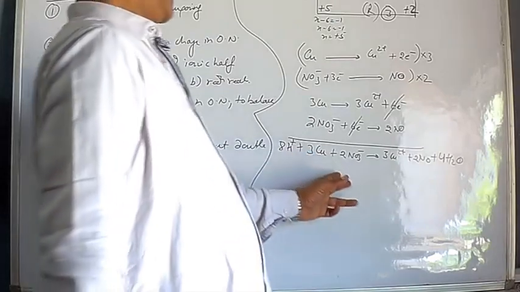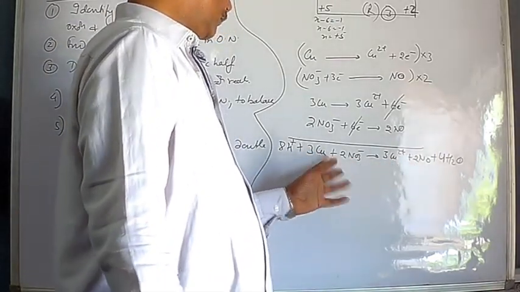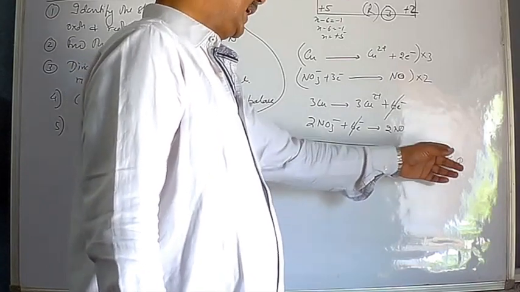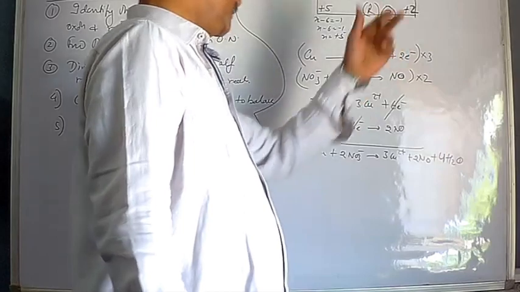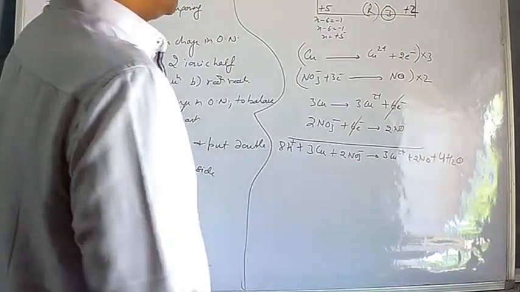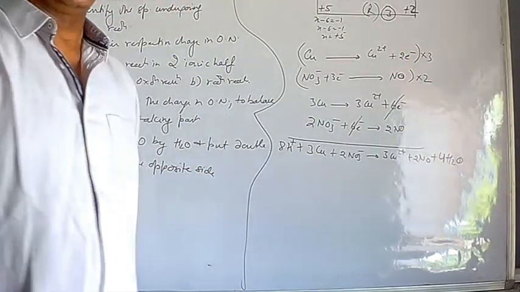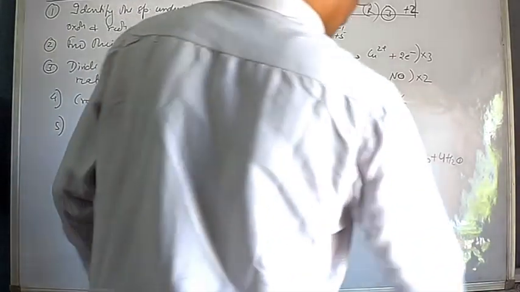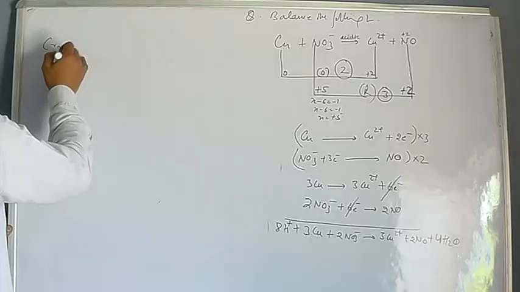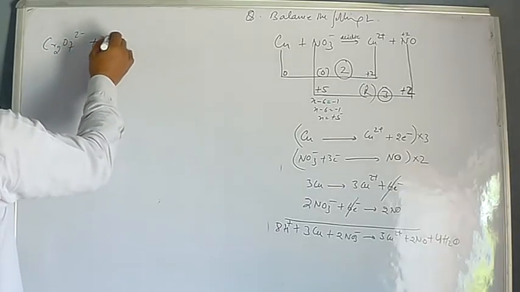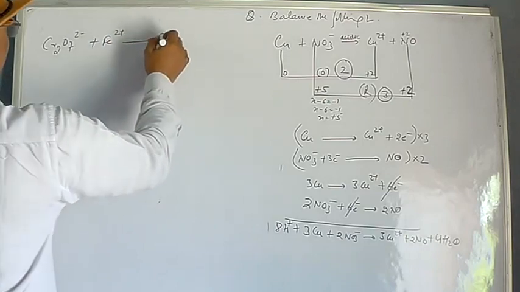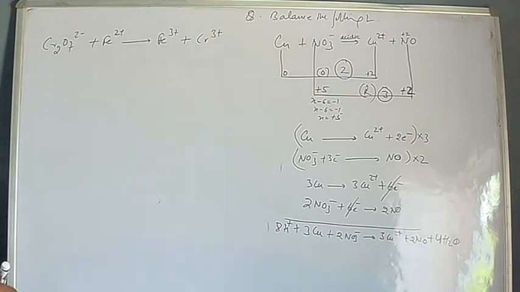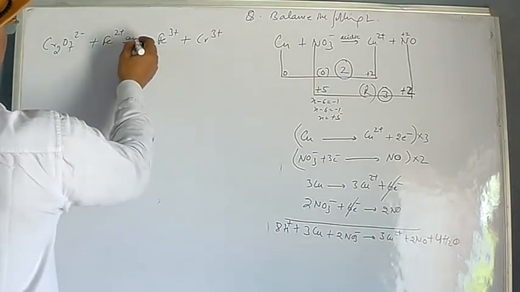So 6 oxygen were there, and there were only 2. So to balance O, I put here 4H2O. So 6 oxygen balance. And what is the value here? 4. 4 double is 8. So I'll put here 8 H+. And now my entire reaction is balanced. So this is the way acidic medium reactions are solved. We'll have one more example here. Dichromate reacting with ferrous, giving me Fe3+ and Cr3+. And the medium is again acidic.